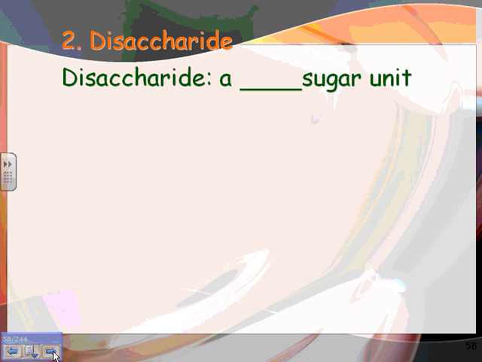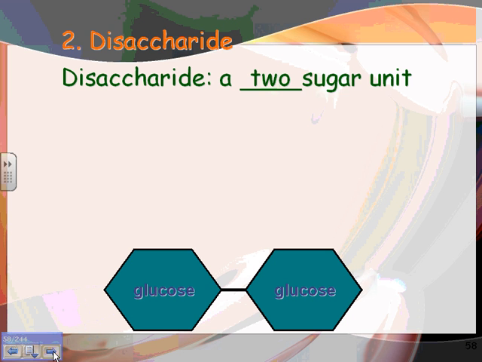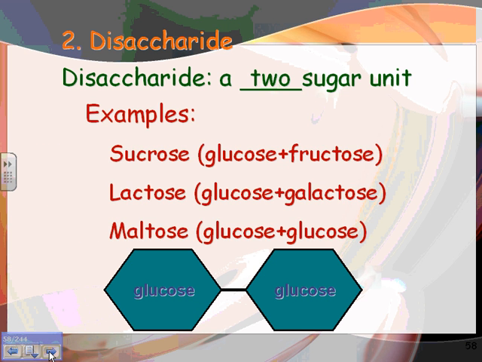Disaccharide, di means two. So a disaccharide is a two sugar unit. If two glucose molecules are bound together, now you don't have a monomer. Now you have two of them. That's a dimer, or a disaccharide in this case. Examples are sucrose, lactose, and maltose. Sucrose is glucose and fructose. You don't really need to memorize that, but you should know that if it's ose, it's a sugar. Sucrose is table sugar. That's the stuff that you put in your cereal.